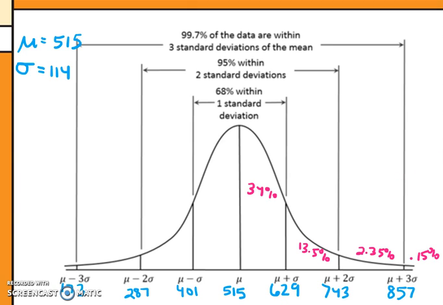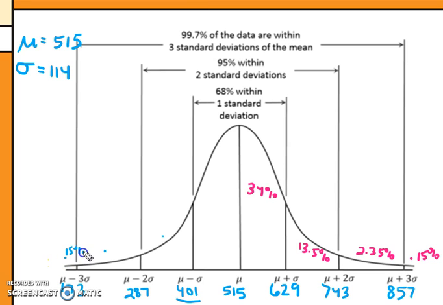Okay, so let's say someone asked us literally almost any question now about SAT scores. It'd be way easier to answer off this diagram than doing the work numerically in a little paragraph. So let's say they said, you got a 401. What percent of people did you do better than? What percent did you do worse than? Well, you did better than the 0.15, the 2.35, and the 13.5% of people.